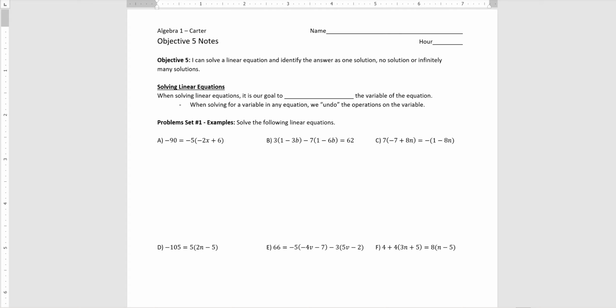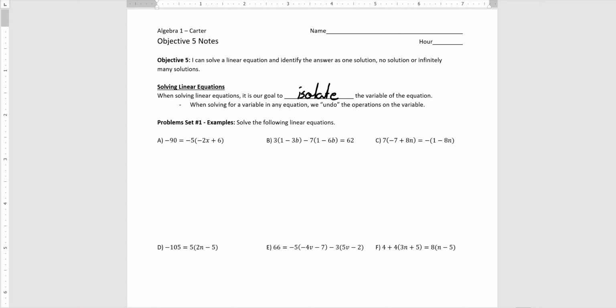Objective 5 says I can solve a linear equation and identify the answer as one solution, no solution, or infinitely many solutions. Today we're going to focus on solving the linear equation. Now when we solve linear equations, it's our goal to isolate the variable of the equation. We want to get that variable all by itself so we can identify what it's equal to.